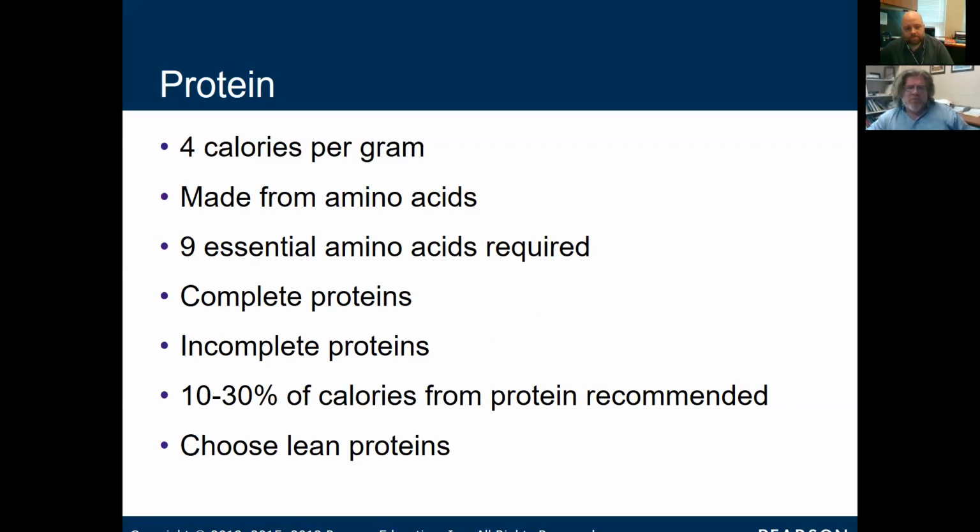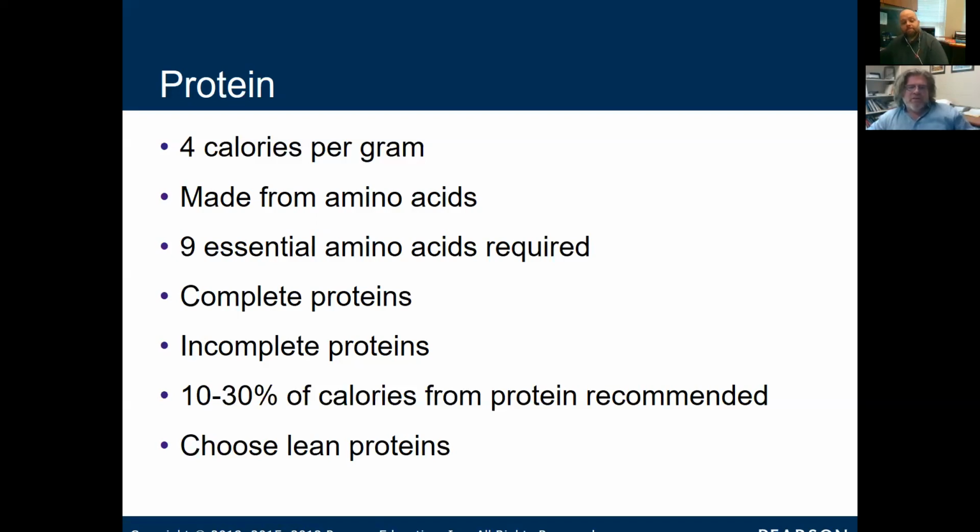4 calories per gram, made from amino acids. There are 9 essential amino acids that are required to make a protein. And this was why I said that we eat beans and rice together. Beans have like 6 of the amino acids. Rice has like 6 of the amino acids. But neither one of them, if you ate them on their own, you would actually eventually die of malnutrition. But you eat them together and you're healthy.